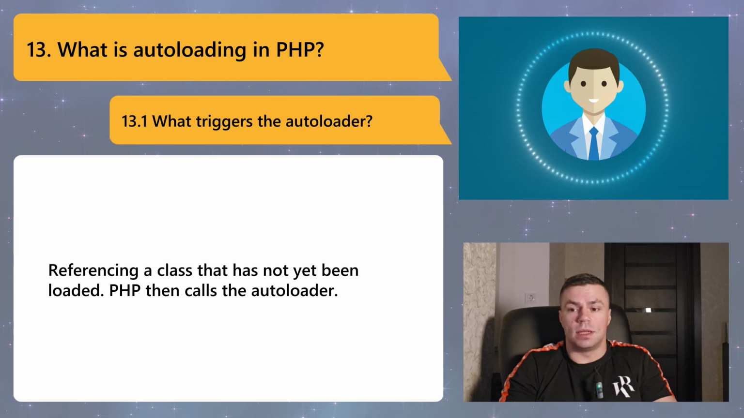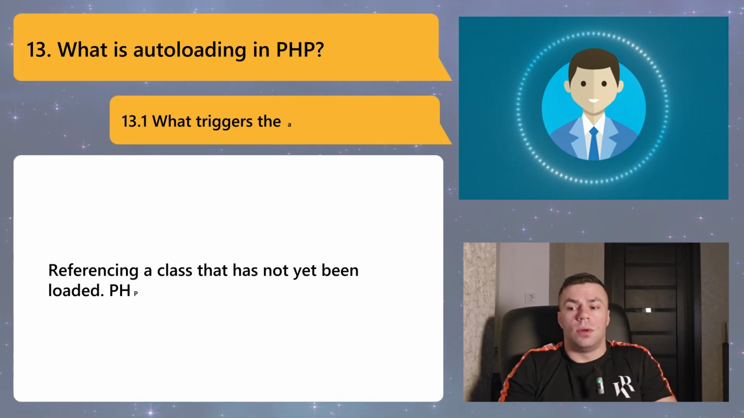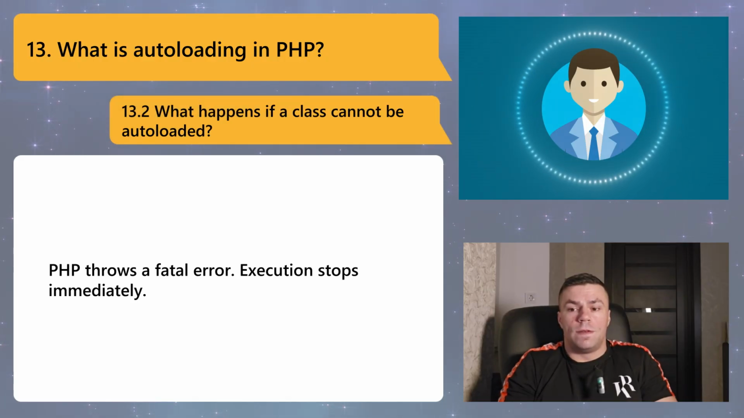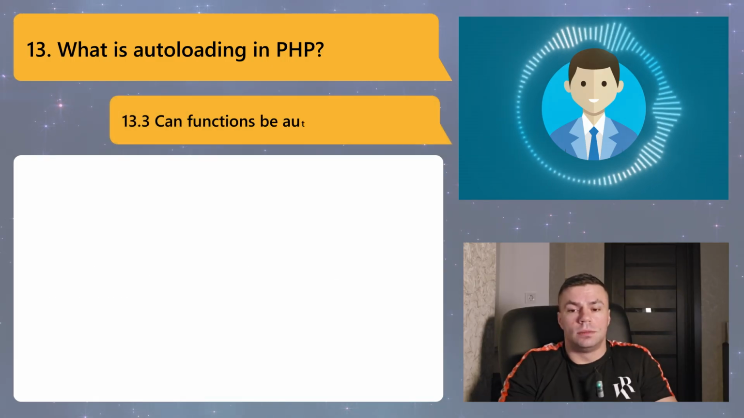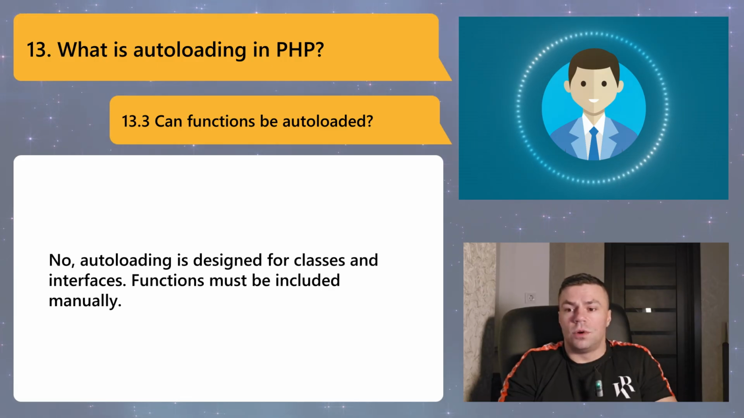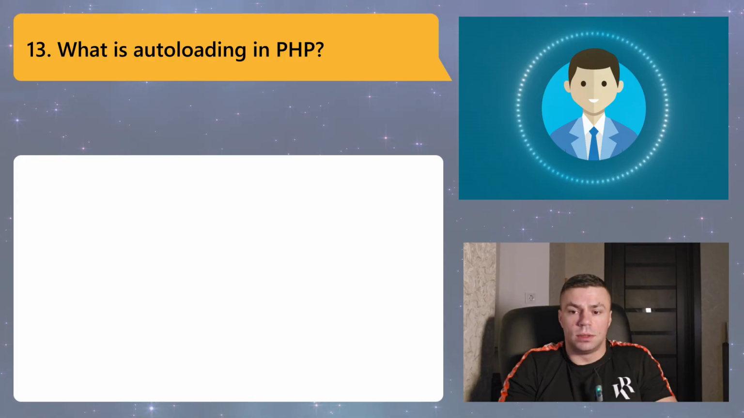Referencing a class that has not yet been loaded, PHP then calls the autoloader. What happens if a class cannot be autoloaded? PHP throws a fatal error. Execution stops immediately. Can functions be autoloaded? No, autoloading is designed for classes and interfaces. Functions must be included manually.